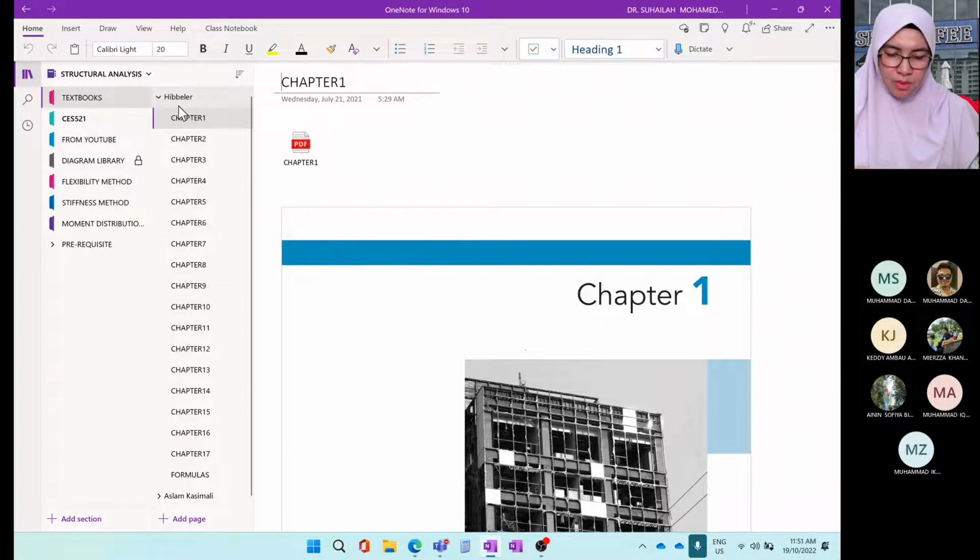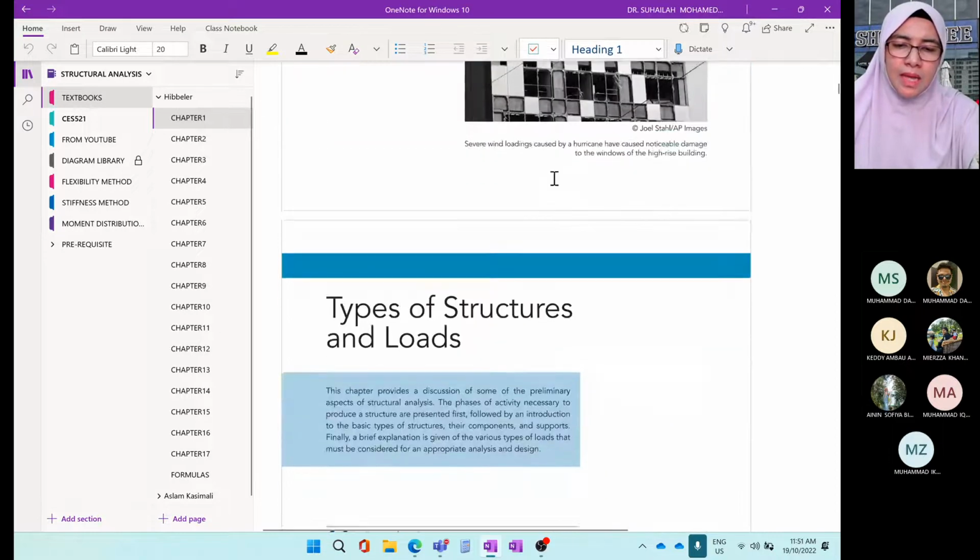So that is why saya suruh you install OneNote. I actually want to show to you OneNote in my handphone tapi tak boleh appear pula. Tak apa. Okay, so chapter 1 is about type of structure load.